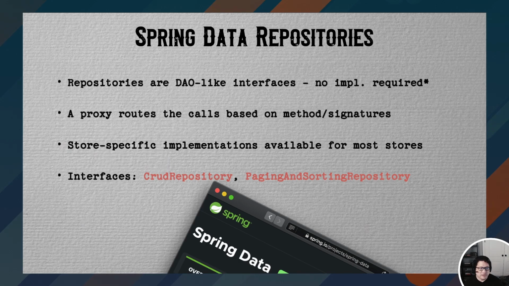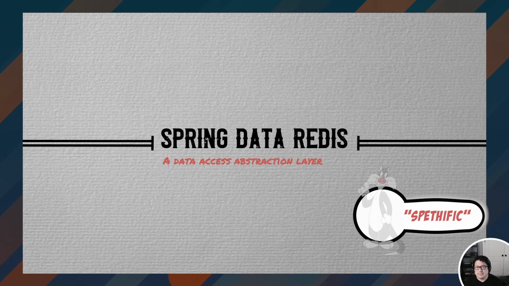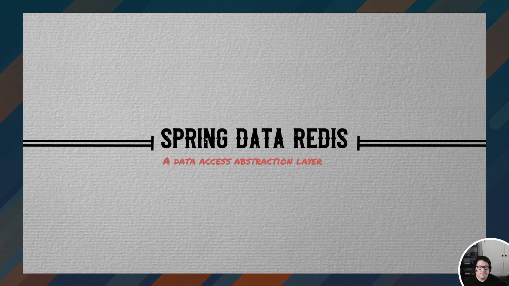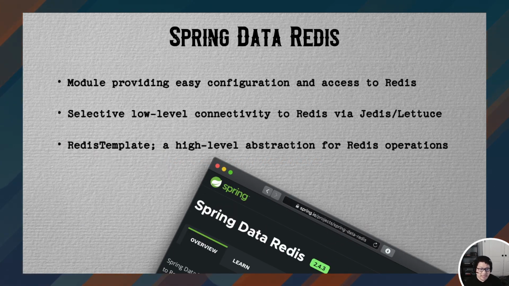The interfaces that we are going to be interested in today is only the CRUD repository interface, which, as the name implies, provides a create, read, update, and delete interface to a Redis data store. Spring Data Redis is a specific implementation of some of the Spring Data interfaces, to abstract access and data mapping against Redis. So Spring Data Redis is a module that provides easy configuration and access to Redis. It has the ability to select the low-level connectivity.